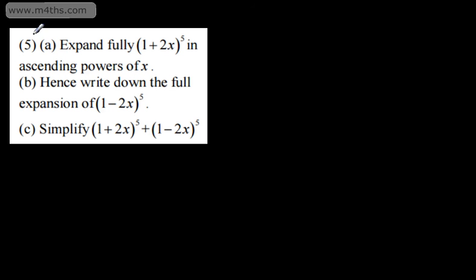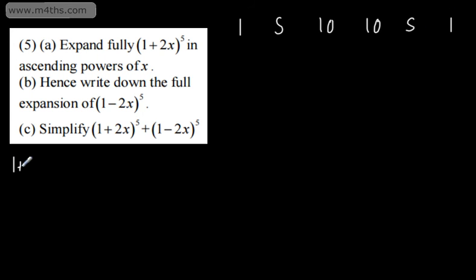So let's start off. In question 5, part A, it says expand fully (1 + 2x)^5 in ascending powers of x. So this will be x to the 0, x to the first, x squared, x cubed, right the way up to x to the fifth. I can now choose how I want to find my coefficients. I can either use Pascal's triangle or the NCR method. I'm going to use Pascal's triangle. We will have 1, 5, 10, 10, 5 and 1. You can of course do 5C0, 5C1, 5C2, 5C3, 5C4 and 5C5.